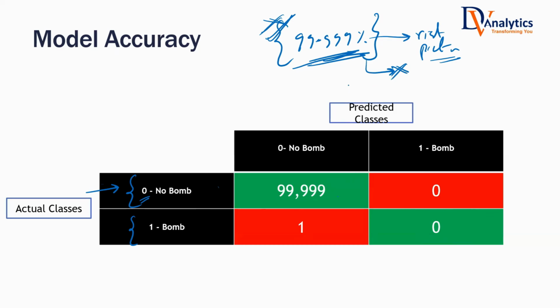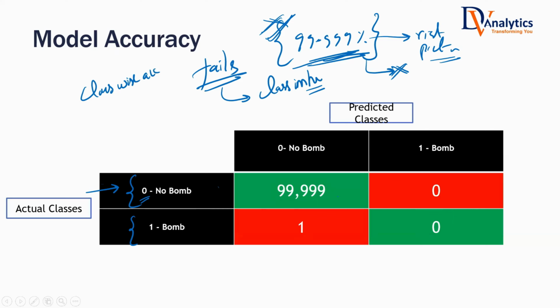Make a side note here. Overall accuracy fails. When does it fail? When there is class imbalance. Then what is the alternative? Look at the class-wise accuracy. What do you need to look at? You need to look at the class-wise accuracy.